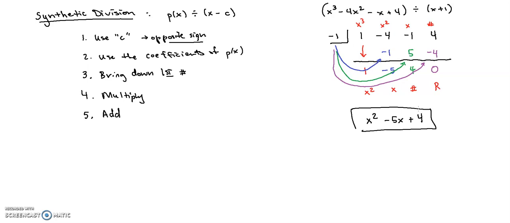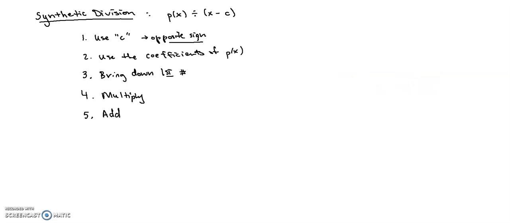Okay, let's try another one. Let's do another one that we did before. I'm going to leave our steps there. We also did x cubed minus 8 divided by x minus 3. The first step is to take your opposite sign right here. I've got x minus 3, so I'm going to use positive 3, and I'm going to put positive 3 in a box.